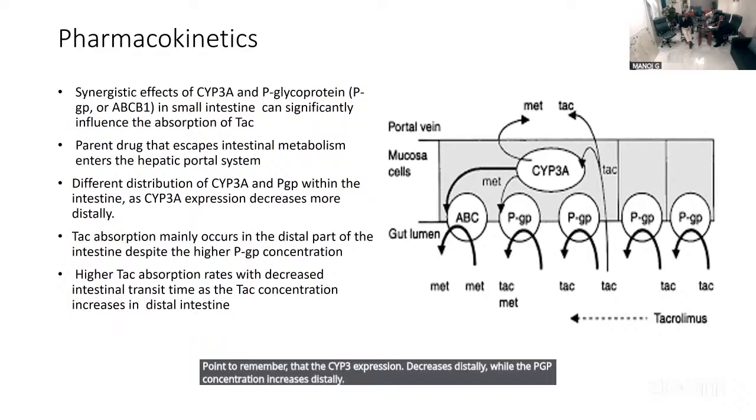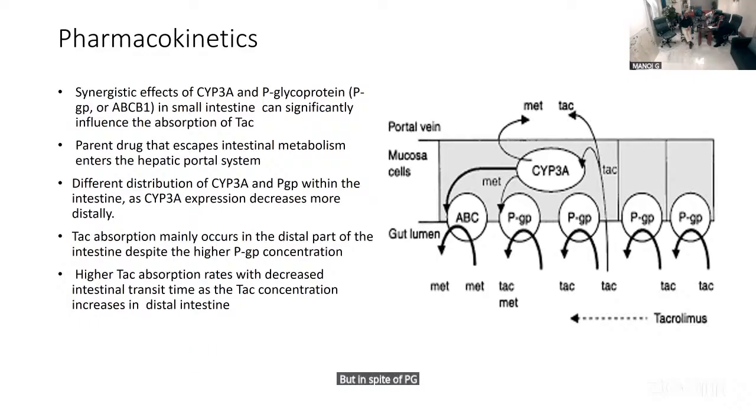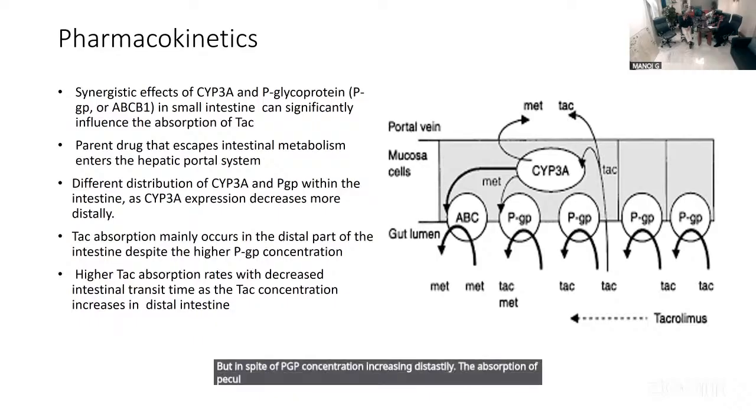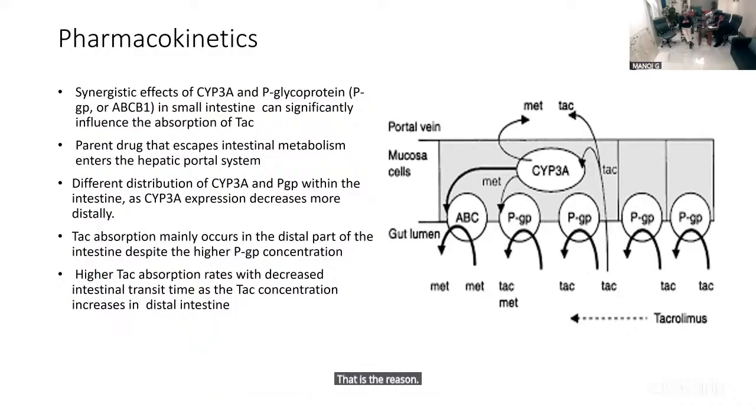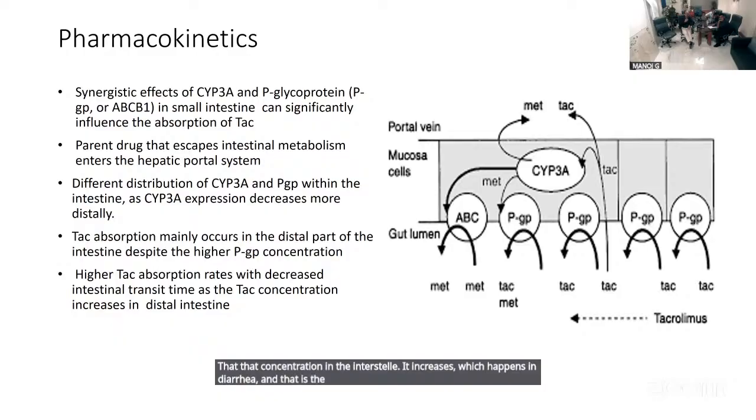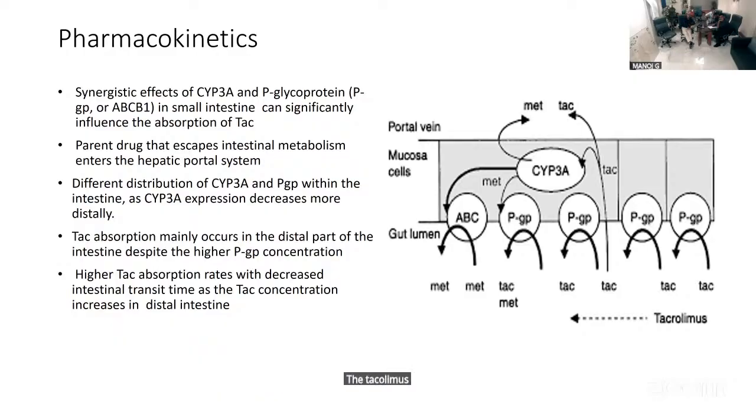But in spite of PGP concentration increasing distally, the absorption of tacrolimus mostly occurs in the distal intestine. And that is the reason when the intestinal transit time is reduced, actually, the TAC concentration in the distal intestine increases, which happens in diarrhea. And that is the reason in diarrhea, the tacrolimus concentration is more in patients.